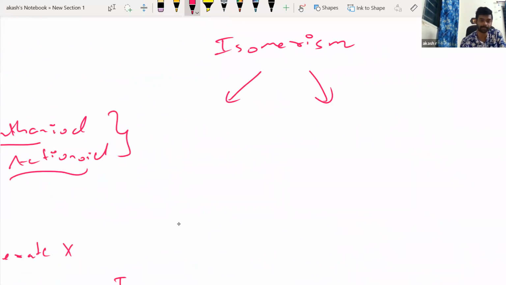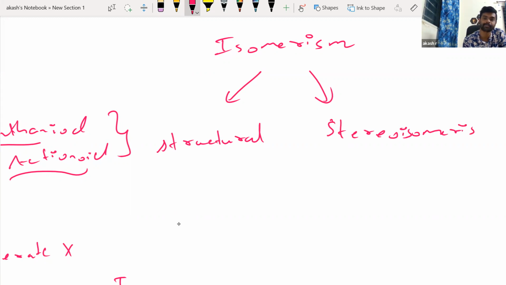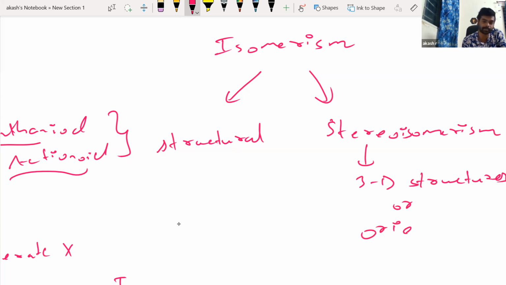Isomerism, just like how you did in organic chemistry, can be of two types. We can have structural isomerism and then stereoisomerism. Stereoisomerism is going to be the same molecular formula but different 3D structures, or different orientations. How do we define isomerism? Isomerism is in general the phenomenon where compounds have the same molecular formula but different structural formula or different orientations of atoms in 3D space.